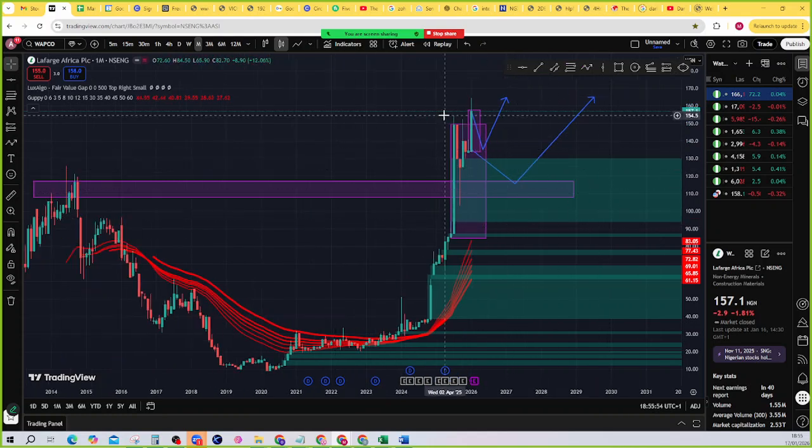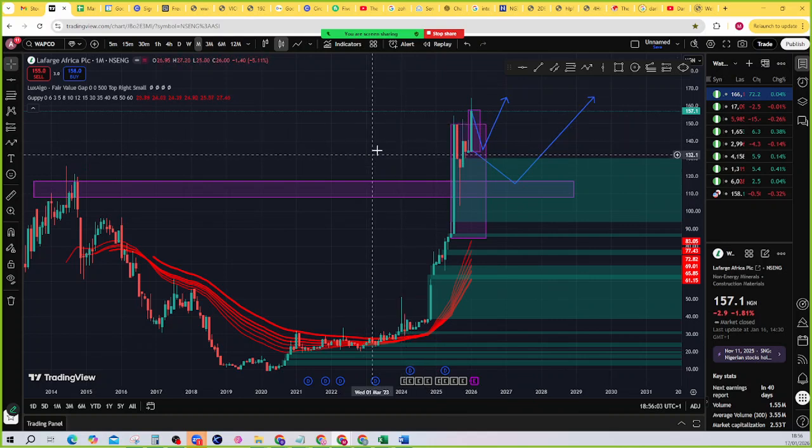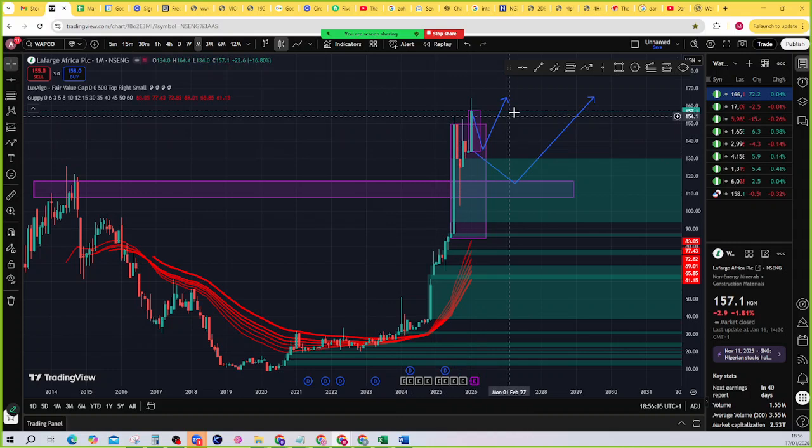Any stock, any price that comes there to 130, 120, anything here is a buy. It's a fantastic buy because it has already told you that this is a bullish continuation or a breakout candle.